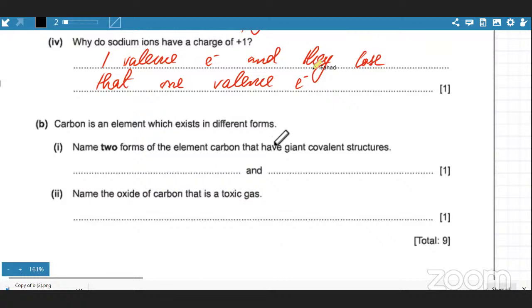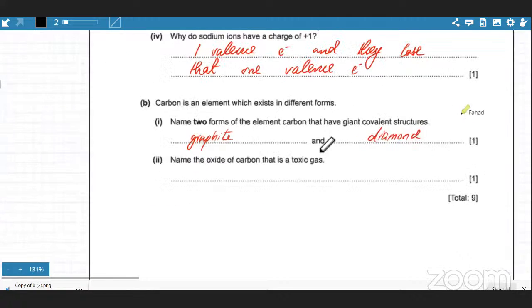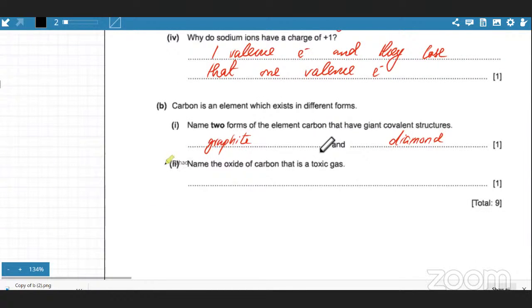Name two forms of the element carbon that have a giant covalent structure. So two forms. Remember carbon? It's graphite, and the other one is diamond. So there are two forms or two allotropes of carbon, different physical forms of the same element. Graphite is what's the structure of graphite?